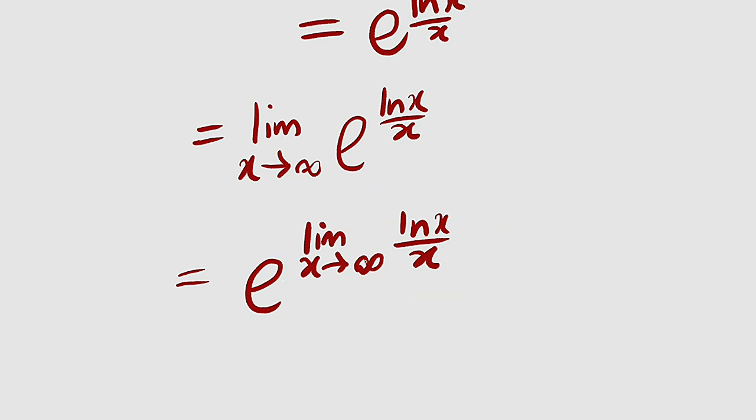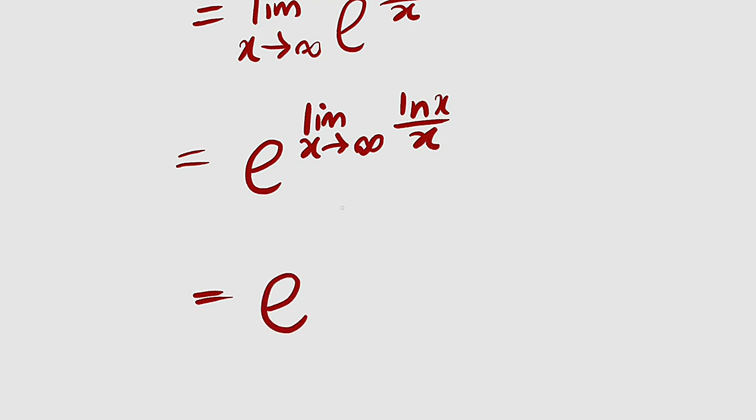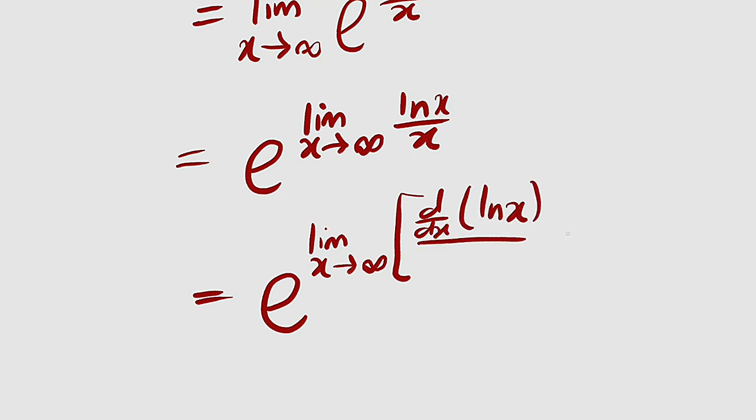And you should remember that if you substitute infinity here, you're going to get infinity over infinity, which is indeterminate. Therefore, we are going to differentiate the top and the bottom separately. So this is the same thing as e to the limit as x approaches infinity of what? d over dx of the natural log of x divided by d over dx of x.